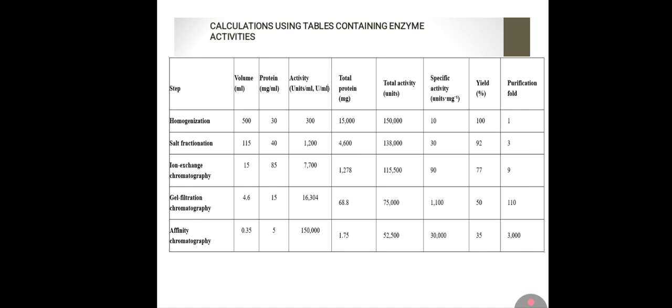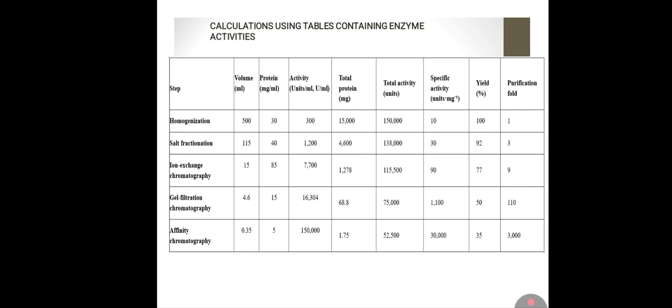Remember, when you look at the units, it can also help you to know which one to eradicate. How do you multiply? When you see 500 ml multiplying units per ml, the ml cancels out the ml. That's why the unit for total activity is in units, which can be represented as U, and that of total protein is represented as milligram. Volume times protein, which is in milligram per ml, the ml cancels out, and you are able to get your 15,000.